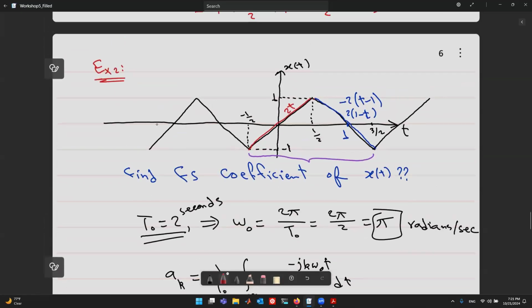So we just have this, which is the average value of the signal. And by looking at the signal, you can tell what's the average value of the signal. Can you see what's the average value of this signal?